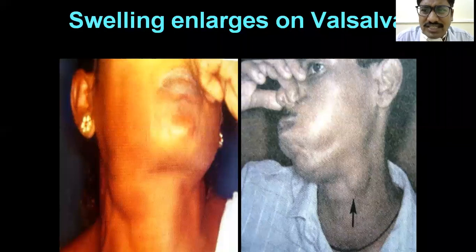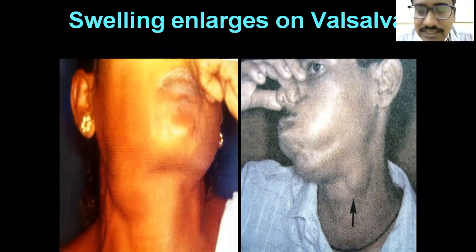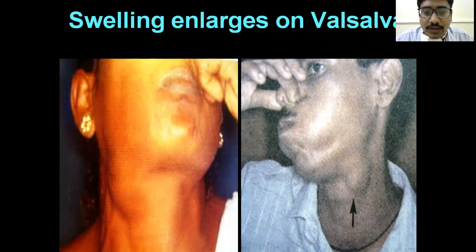In ENT, for which purpose will you do the Valsalva maneuver? In the ear, for opening of the eustachian tube. When there is a retracted tympanic membrane, to make the tympanic membrane come to its normal position, we will do the Valsalva test. And for the eustachian tube function test where you do this Valsalva maneuver, what is the name of the test?